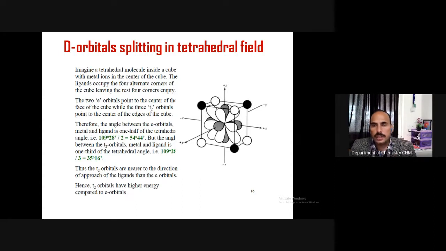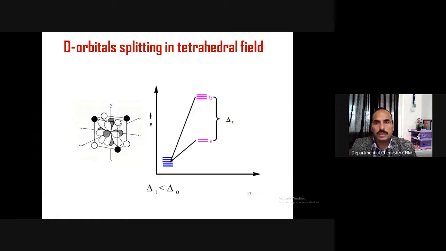However, the T2 set is closer, at an angle of 35.16 degrees, and the E set, basically the dx square minus y square and dz square orbitals, are at an angle of 54.44 degrees. So the dx square minus y square and dz square orbitals are slightly away compared to the other three orbitals. In this case, it is the reverse of what we saw in the octahedral case: the splitting will be just the reverse. E, that is dx square minus y square and dz square orbitals, will have lower energy, while the other three orbitals will have higher energy.